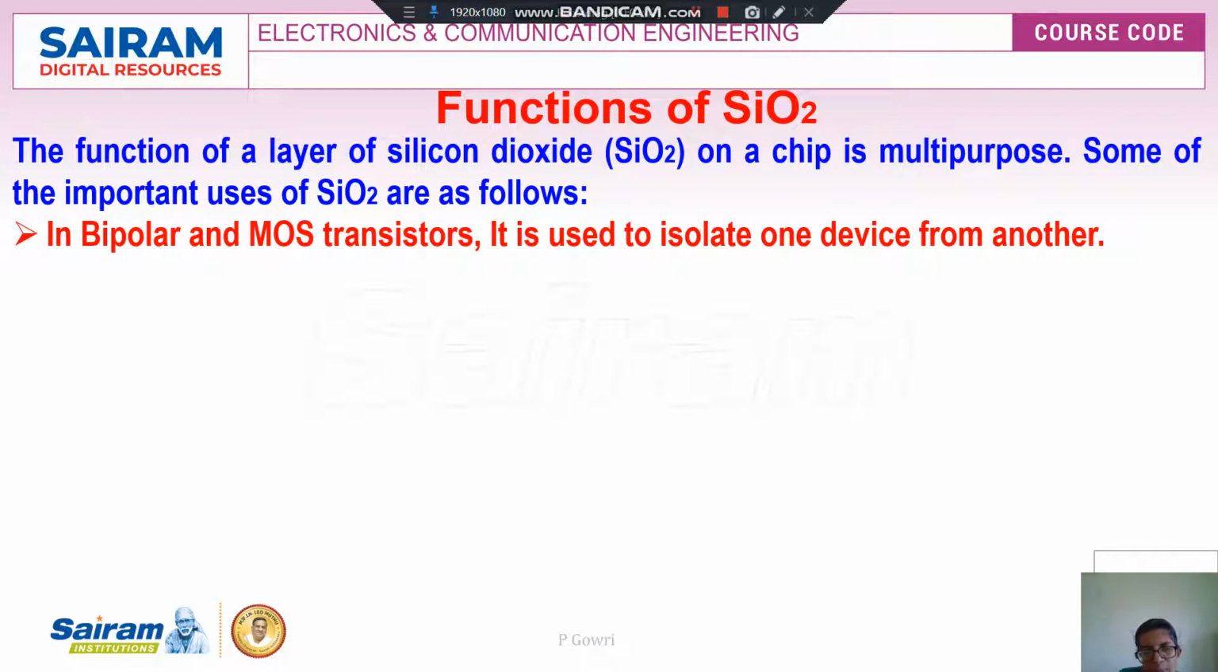So the first step: okay, I have got a crystal. What is the next step? I want to have silicon dioxide. Silicon dioxide plays an important role in PN junction fabrication. The function of the silicon dioxide is multi-purpose. First, it is used in bipolar and MOS transistors.